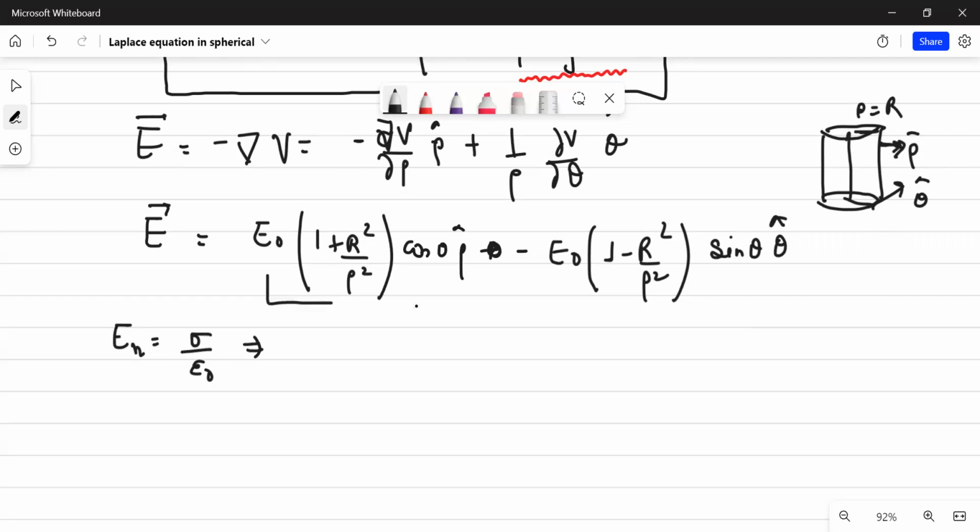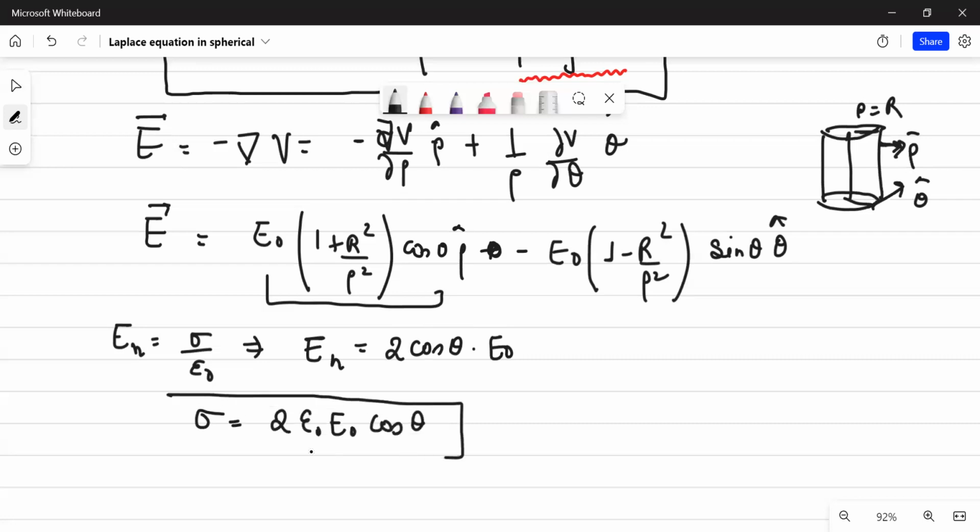So just see this and place rho equal to R. Your normal component of electric field is simply 2, because if you place R here, R square by R square is 1, so 2 cosine theta. Oh, sorry, E naught is also there. So 2 E naught cosine theta. And what would be your sigma? Sigma would be 2 epsilon naught E naught cosine theta. If you compare it with the result you got in the spherical polar coordinate system, the induced distribution was 3 epsilon naught E naught cos theta. So remember all these terms. This will be very helpful for you. Is that clear or is that not clear?